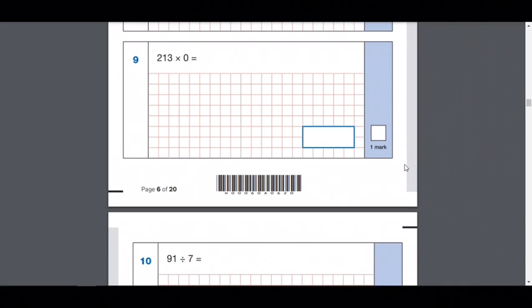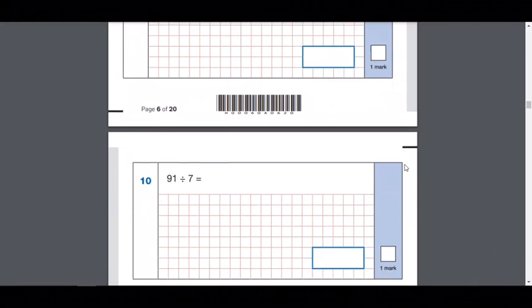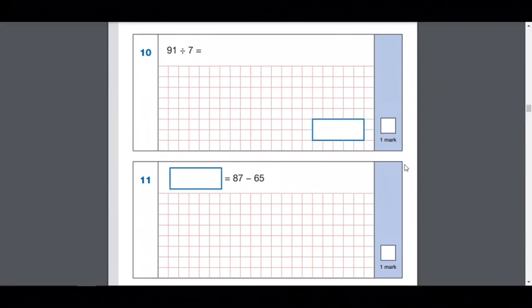Here it's about whether they know that if you times a number by 0, the answer will just be 0. Number 10, the number is getting bigger, but they might still be able to do it in their head. So if they know that 7 times 10 is 70, and 3 times 7 is 21, that the answer will be 13. If they're not confident with that, they can use the bus stop method or the short division method. I'll show you that now.